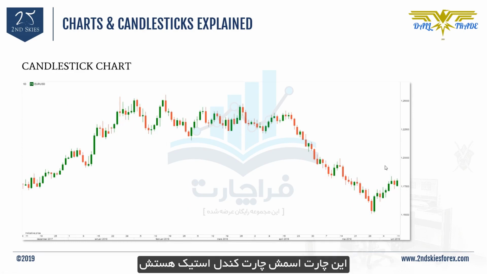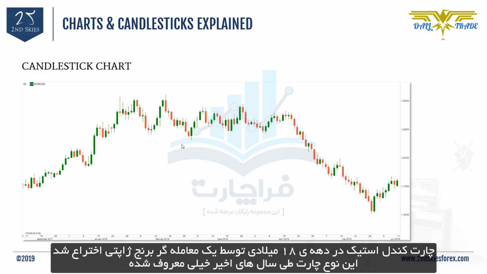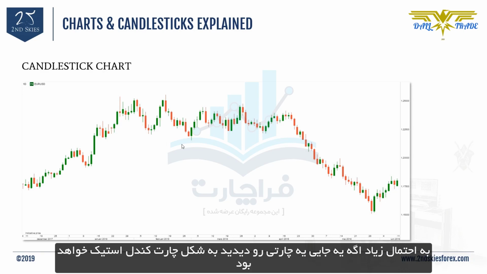This chart is called a candlestick chart. Similar to the open, high, low, and close chart, it consists of bars like this, but they are simply called candlesticks. Candlestick charts are thought to have been developed in the 18th century by a Japanese rice trader, and they have become very popular over the last years. So this is the majority of charts you will most likely see out there.